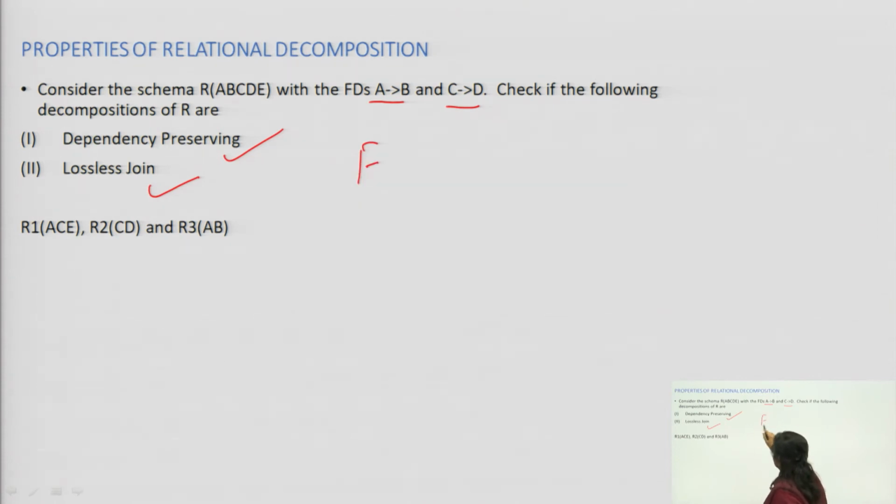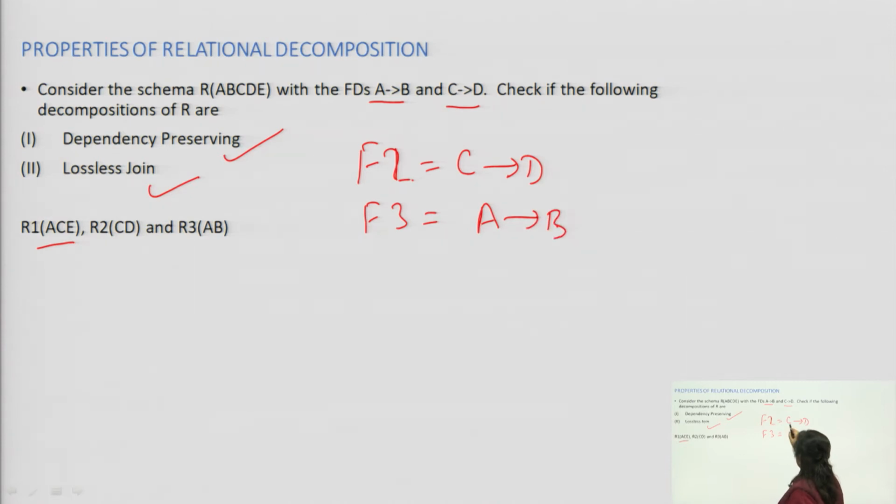Let us say R1, what do we have? We do not have any of the functional dependencies from the original relation. In R2, what do we have? Let us call this F2, C to D. In R3, what do we have? A to B. So, both the functional dependencies that are there in the original relation, they are also there in the decomposition. So, we can say it is a dependency preserving decomposition.